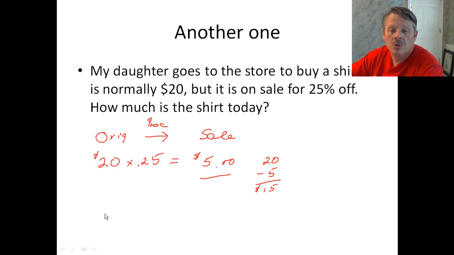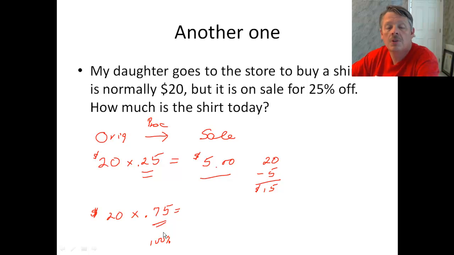Could I do it a different way? I certainly could. I could say that I start with a $20 shirt, and it only costs me 75% of what I would expect it to. Well, where does 75 come from? Remember that 75% plus 25% gives me a total of 100%. Percents are always out of 100. So I can simply subtract to see what's left. So 20 times 0.75 is going to give me $15 for the price of my shirt.